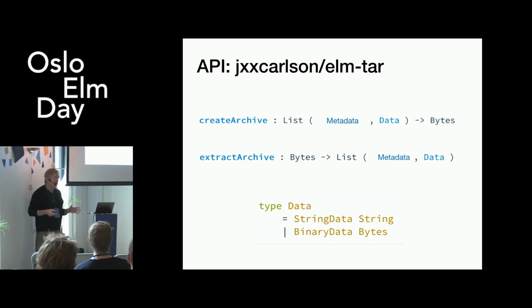When I first wrote the package, I only did create archive because that's what I needed. And then later I realized, you really ought to write the inverse function. But I was lazy, so I didn't do the right thing. Instead of metadata here, I just had a very small record that had the file size and the file name, and maybe the file extension for some reason.